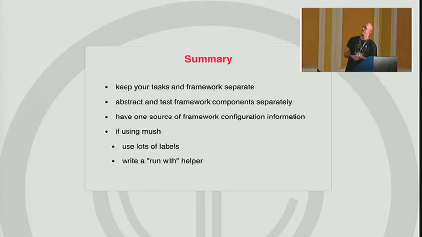So the summary of this is, as early as possible in a project where you have lots of scripts, keep your tasks and framework separate. Abstract those out when you can. Make sure you test them individually. Don't try and test big lumps, except for the few places where you're integrating and need to. Have one source of framework configuration. If you do have to take things from environment variables and command line arguments and config files, try and get those all into one simple Python nested data structure that you can use as configuration early on. If you are using mush, and I only mention that particularly in this talk because I wrote it, use lots of labels and write a run with helper like we've seen.